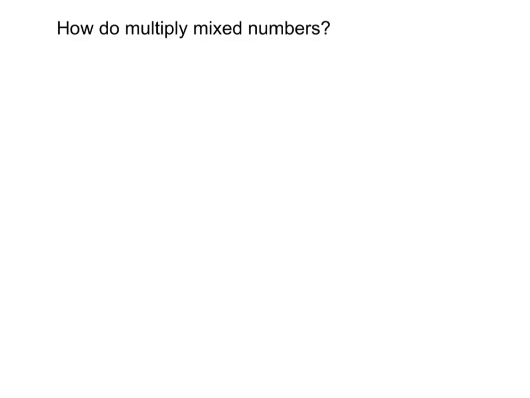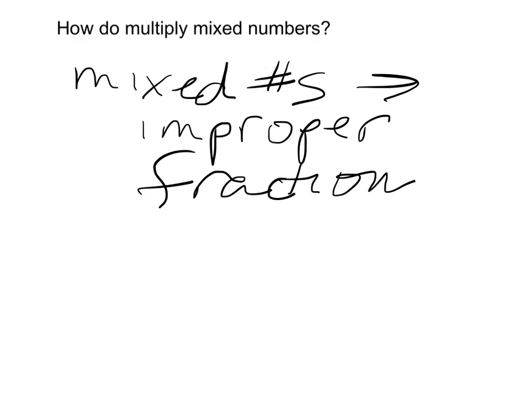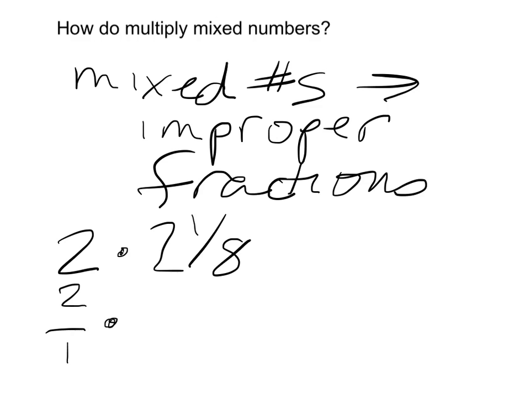Okay, now who remembers how to multiply mixed numbers? That's right. You have to turn any mixed numbers you have, you have to rewrite them as improper fractions first. Okay, so for instance, if you have, let's say 2 times 2 and 1/8, you're going to rewrite the whole number 2 as 2 over 1, and 2 and 1/8 as 17/8. And of course, before you multiply, you're going to simplify.